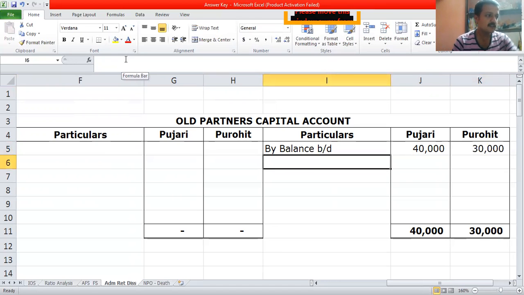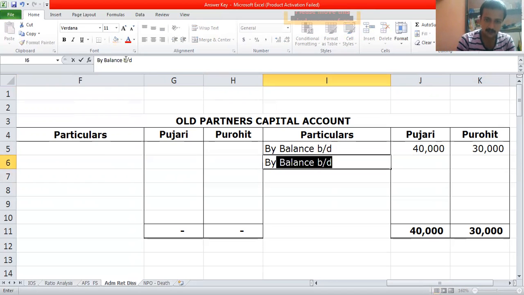Next, there is no reserve fund or profit and loss account. If it was there, then we could have written it and shared it in the profit sharing ratio. Then, as there is no other adjustment, let me take the revaluation account.